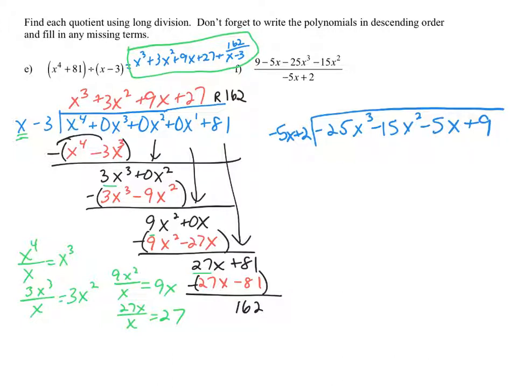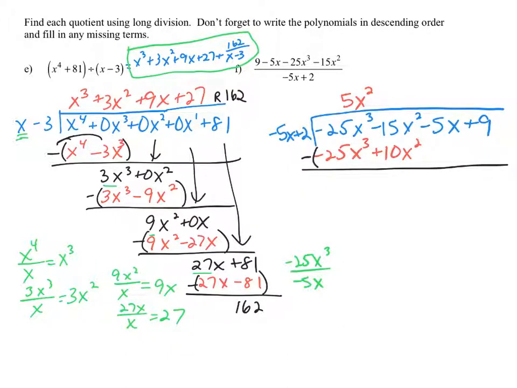The exponents are decreasing. Now we look at the first term of negative 25x to the third divided by the first term of negative 5x. We could say negative 25x to the third divided by negative 5x is positive 5x squared. So we're going to put a 5x squared above the line in the division setup and multiply that by the quantity negative 5x plus 2. 5x squared times negative 5x is negative 25x to the third, and 5x squared times plus 2 is a plus 10x squared. We are going to subtract this entire quantity, pay special attention to distributing that negative sign.